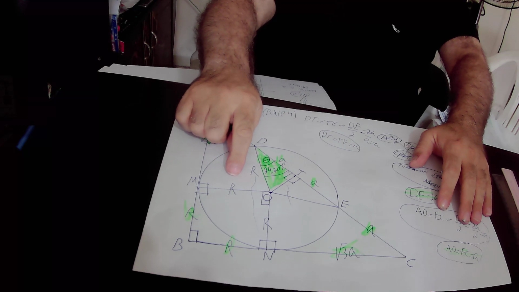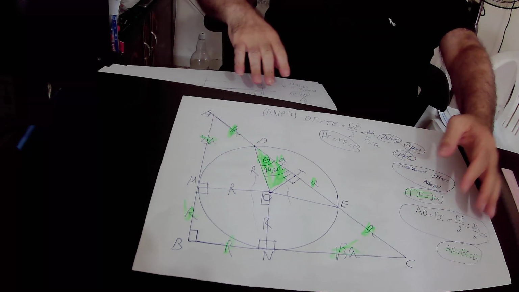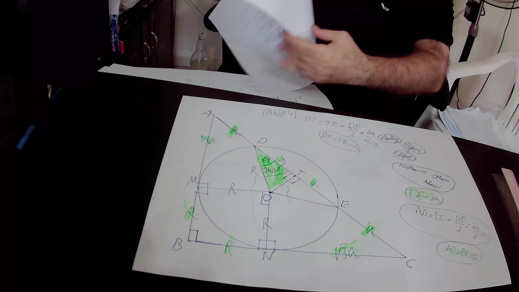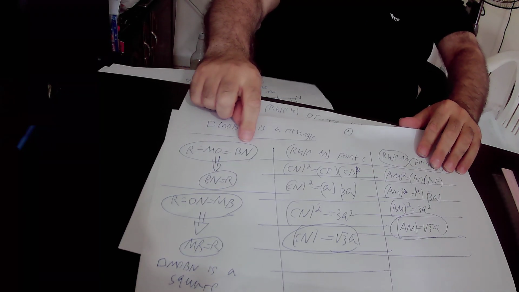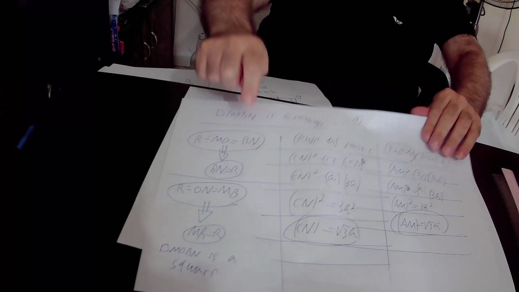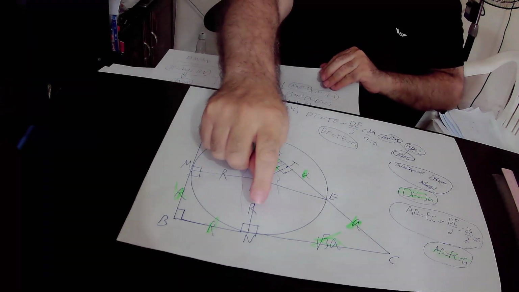But MO equals R according to what we have already found out. And from this equation, R equals MO equals BN, we will derive that BN is also equal to R.